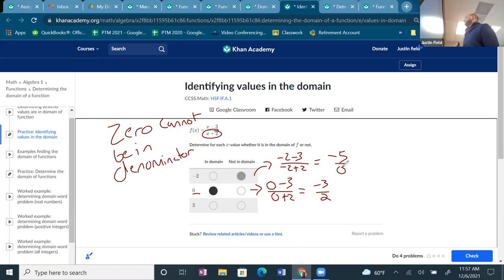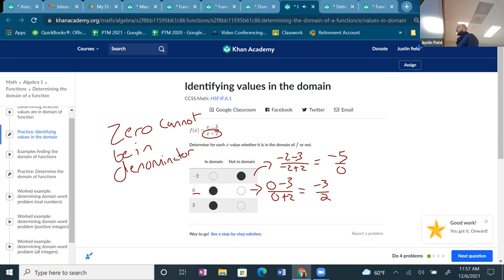But now I see that anything else I were to substitute would work, including 3. I don't have to do the math to know that 3 is in the domain. But you can, if you like. All right, that was so fun.